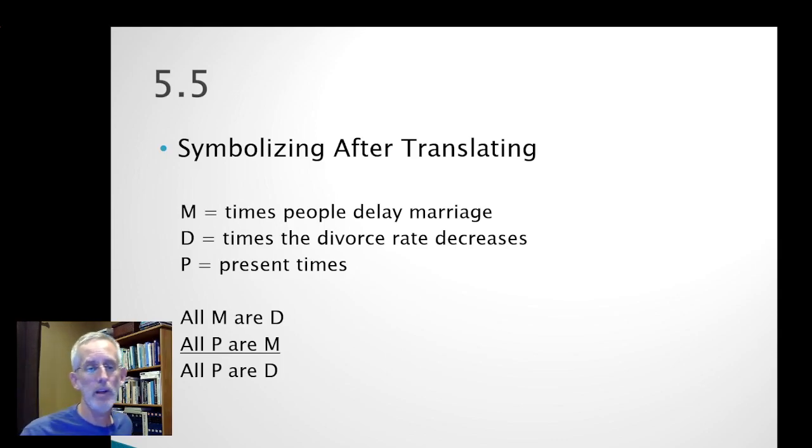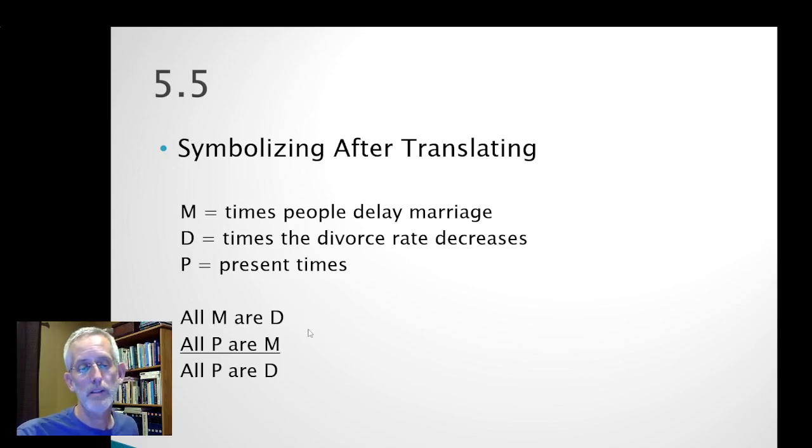Rule 3 says you can't have two negatives in your premises. We don't have any negatives at all, so we're not violating that rule. Rule 4 says if you have a negative conclusion, you must have a negative in the premises. We don't have a negative in our conclusion, so we don't have to worry about Rule 4.